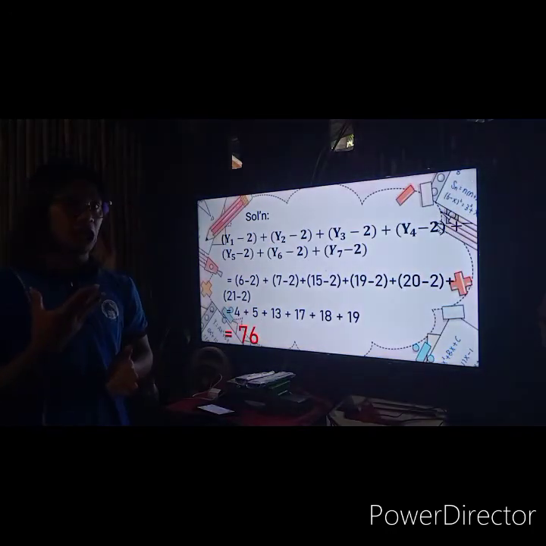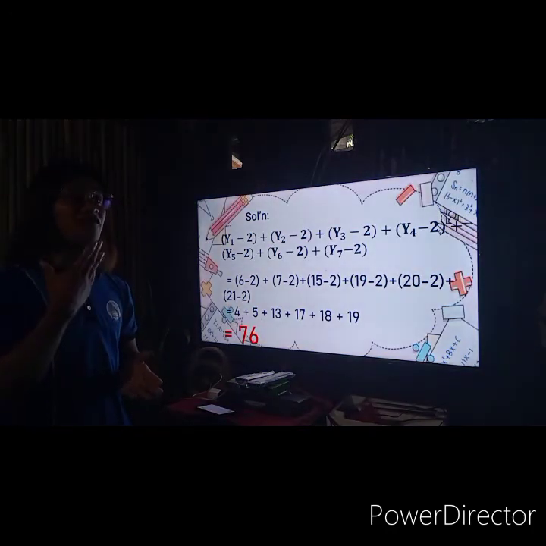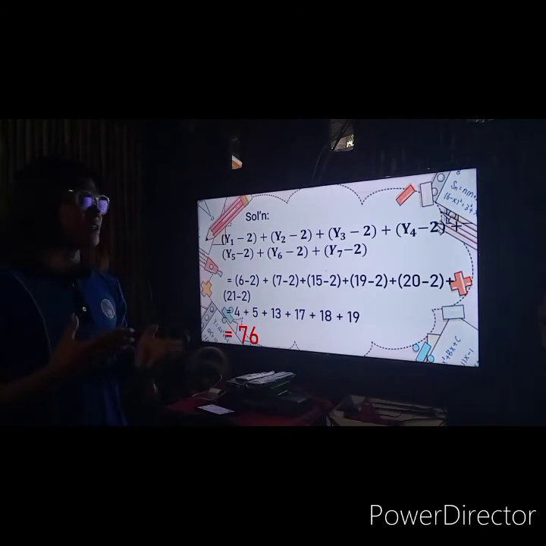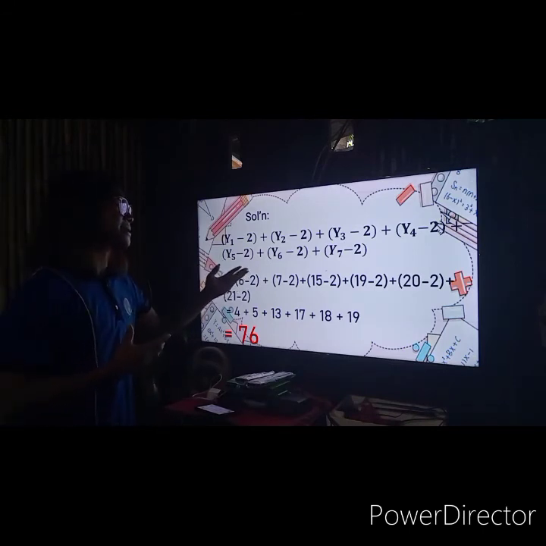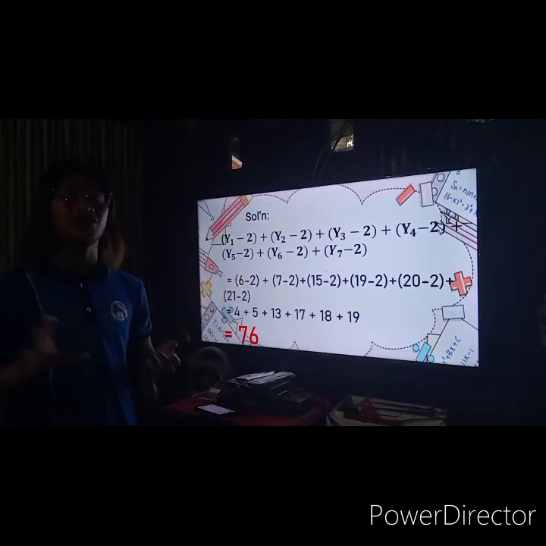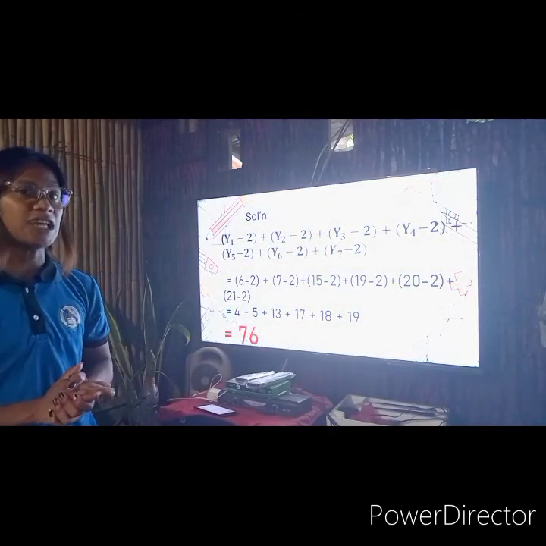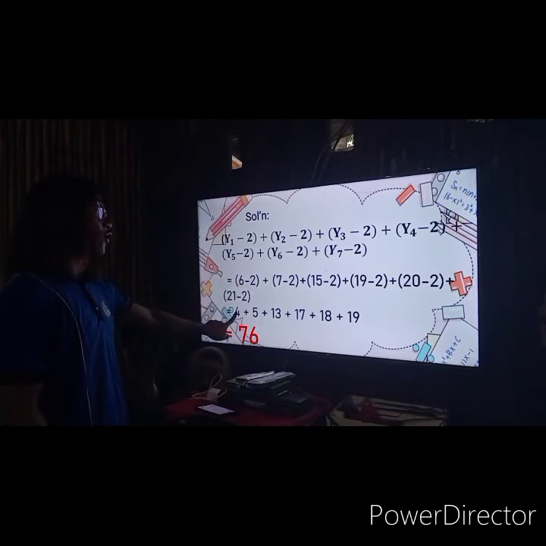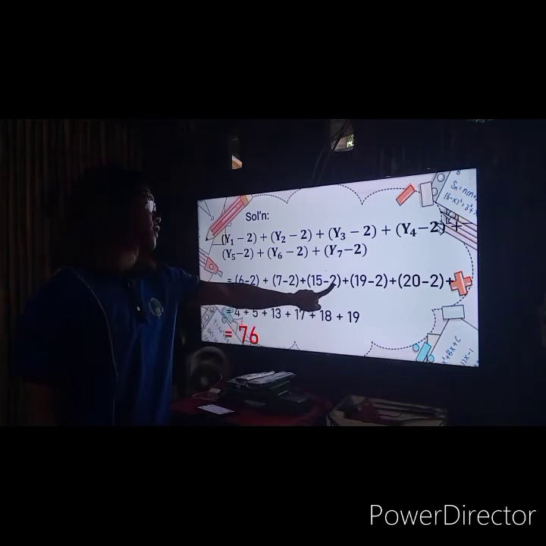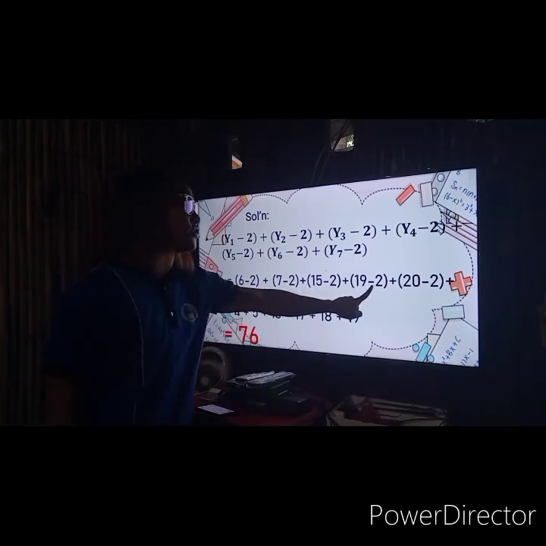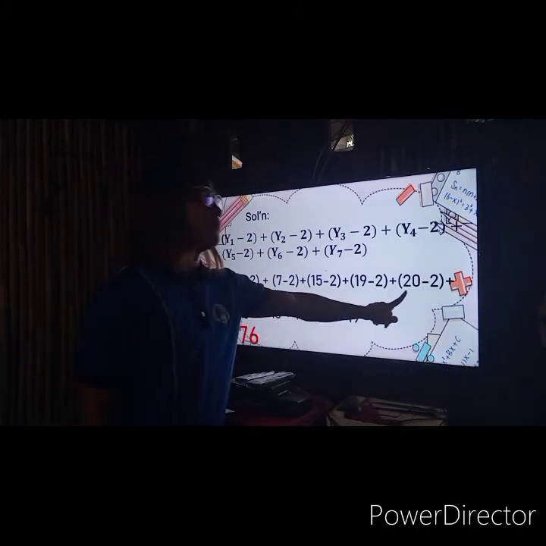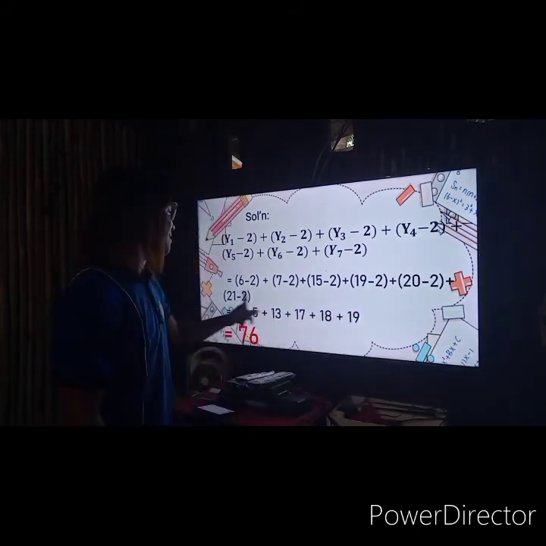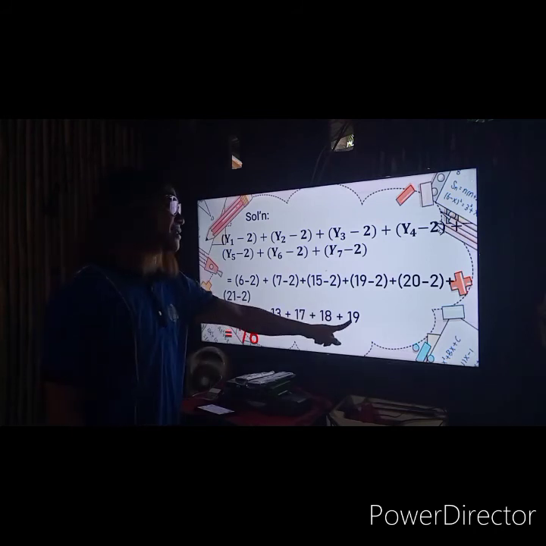As I've said earlier, we will have addition, but it also has subtraction. But overall, in general, our main operation is addition. So, the y sub 2, which is 6, minus 2 is 4, 7 minus 2 is 5, 15 minus 2 is 13, 19 minus 2 is 17, 20 minus 2 is 18, plus 21 minus 2 is 19.